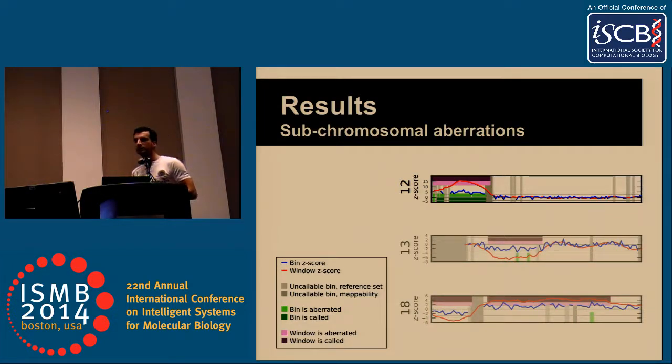This fetus has 2 additional short arms of chromosome 12. And as you can see, only the short arm just before the centromere is found to be aberrated, while the long arm is completely okay.